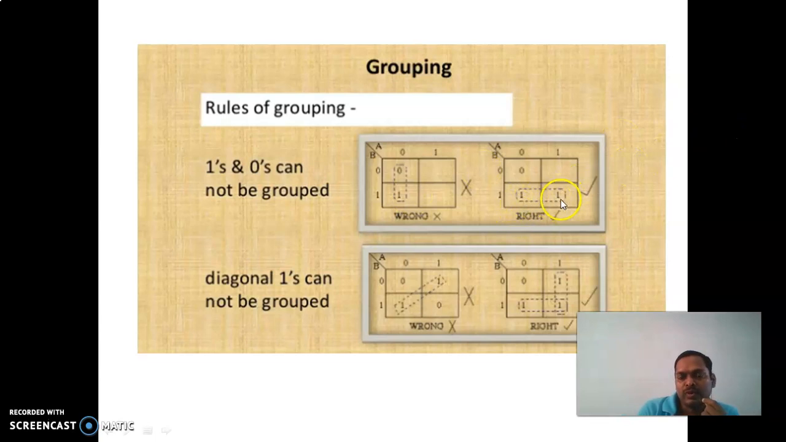So this one and 1. We are mapping the adjacent ones like this. This is the right method, and this 0 and 1 is the wrong method. We can't group 0 and 1, and the diagonal ones also we can't map. So we can map adjacent cells like this one, and we can map column wise also, and the diagonal ones cannot be grouped here.